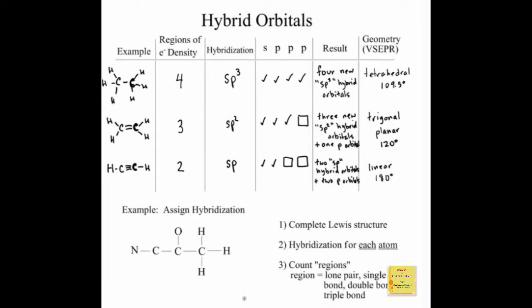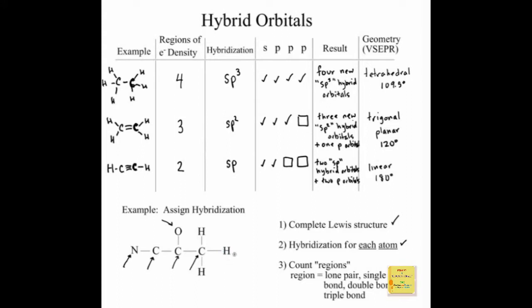And then if we needed to assign the hybridization, here's what we have to do. First, we have to make sure that the Lewis structure is complete, including lone pairs of electrons. Hybridization is something that doesn't describe a molecule, it describes an atom. So hybridization is going to be for each atom. In other words, what is the hybridization of this nitrogen, this carbon, all 3 carbons, and this oxygen? Those each have a hybridization that we can describe.